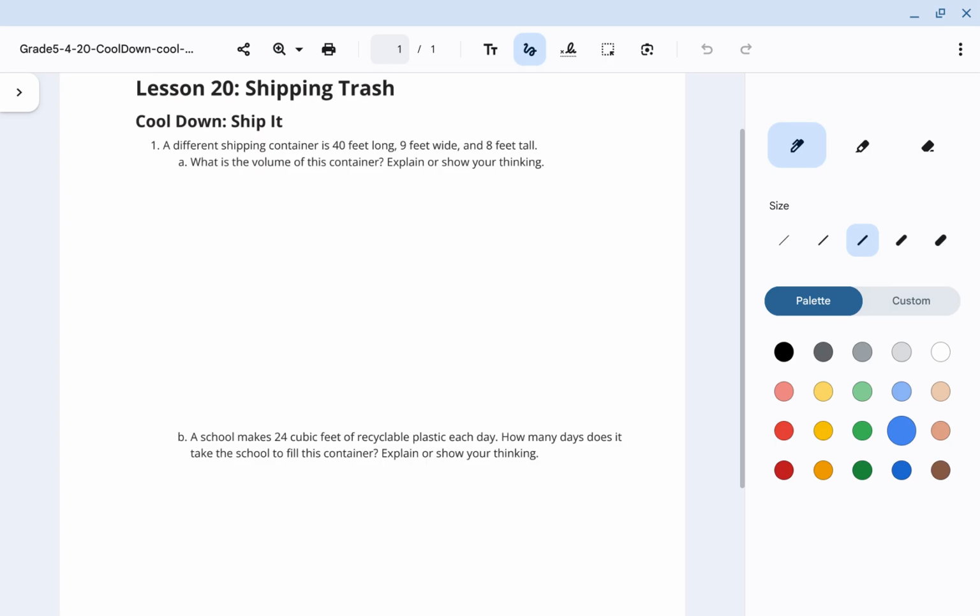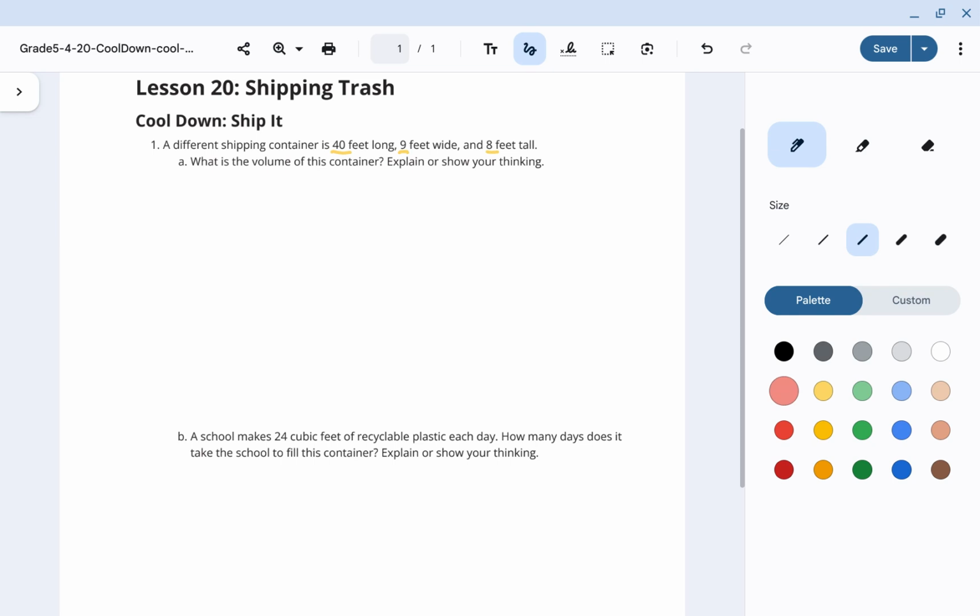Now, number 1A says a different shipping container is 40 feet long, 9 feet wide, and 8 feet tall. What is the volume of the container? And we will explain or show our thinking. We know to find volume that we have to multiply together the length, which is 40, the width, which is 9, and the height, which is 8.